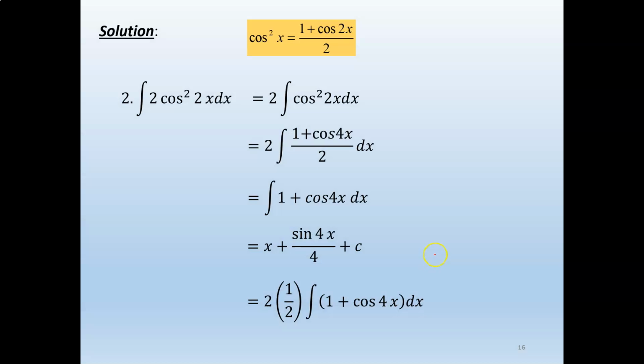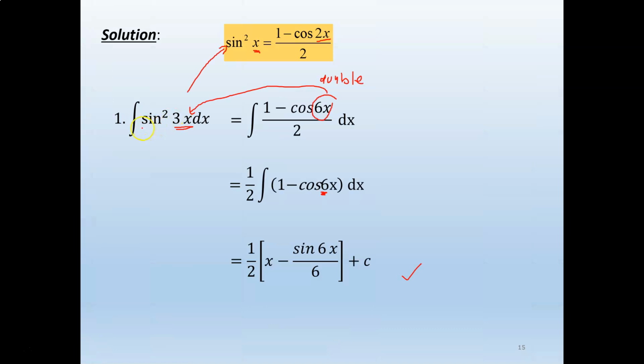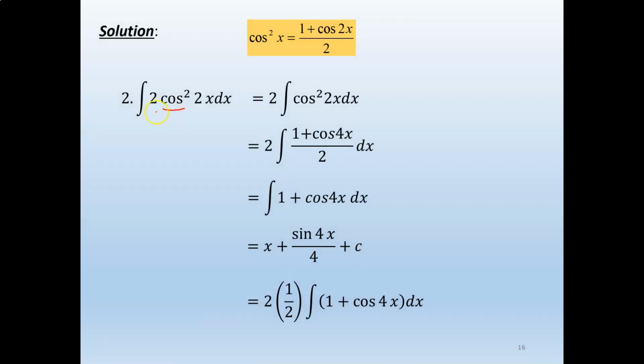Okay, how about this one? Integration of 2 cos square 2x dx. So again, when you have this one, this time it is for cos. Just now we had sine, now we have cos. So we refer back to this double angle formula. What does the double angle formula mention? When you have cos square x, single x, then you have 1 plus cos 2x over 2. Look here, this one is x. This one is 2x. It has become double. Same for this one.